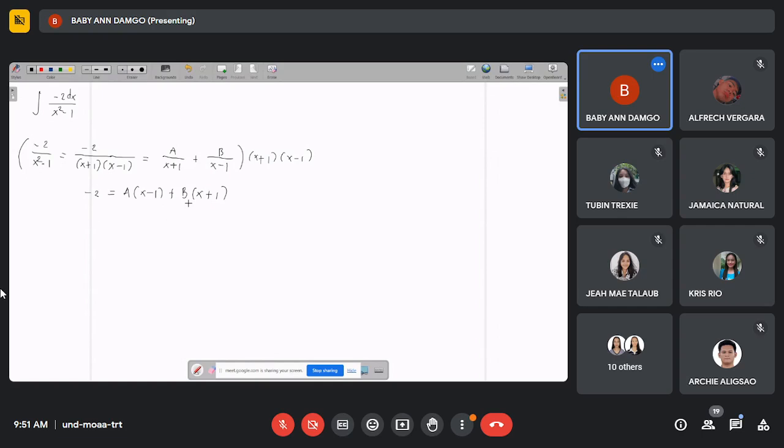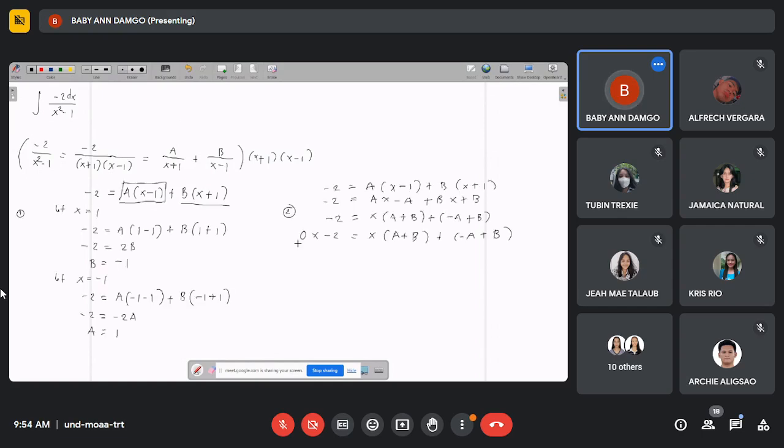So this is x times a plus b plus negative a plus b. Since both sides are equal, whatever the constant of x is, it should be the same here too. So this implies that a plus b is equal to 0.